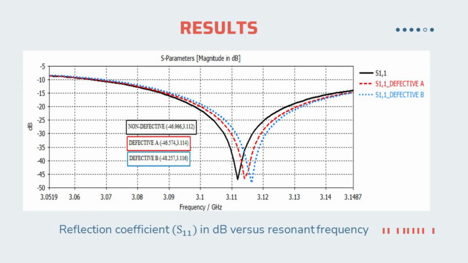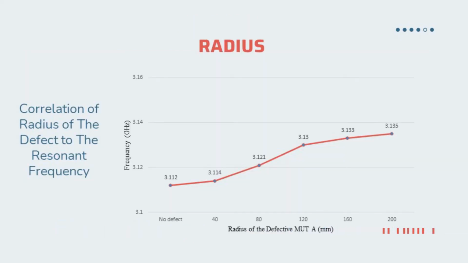This clearly shows that when there is a void in the form of a cylinder in the MUT, there will be a change to the resonance frequency. This graph shows the correlation of the radius of the defect to the resonance frequency. From the result, it is observed that when the radius of defective MUT-A increases, the resonance frequency will increase.